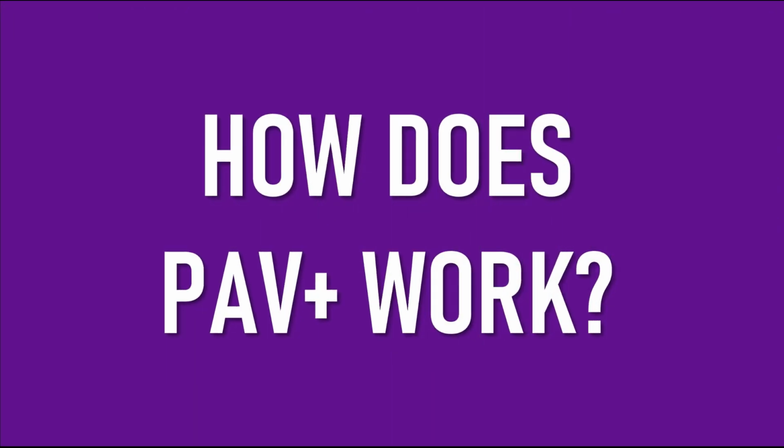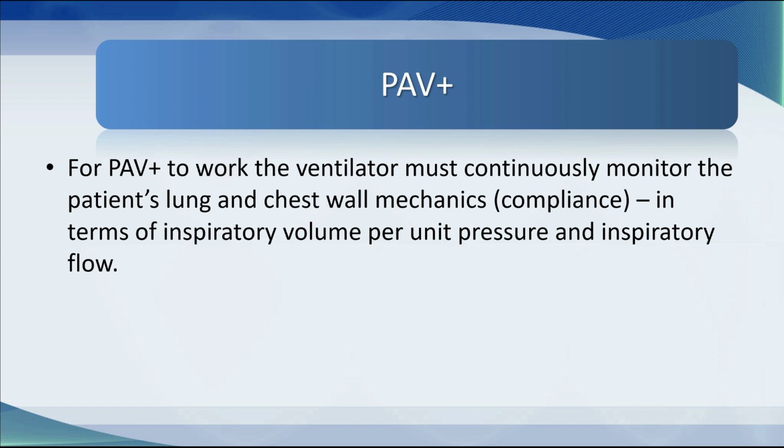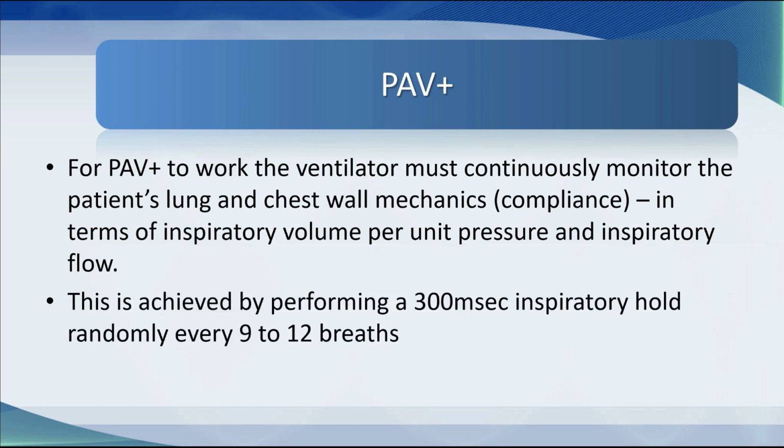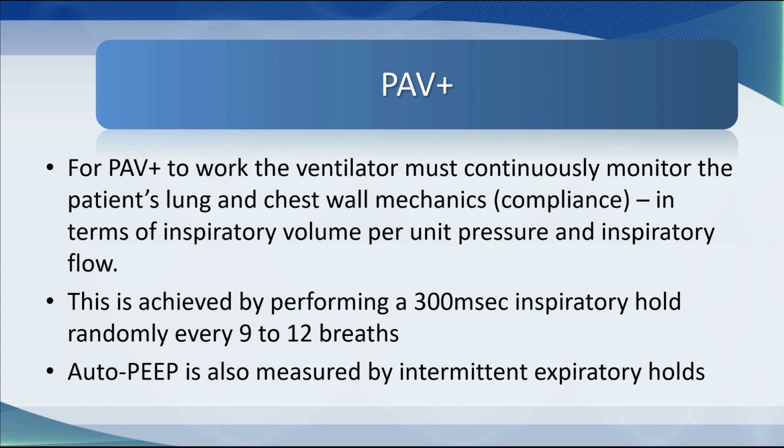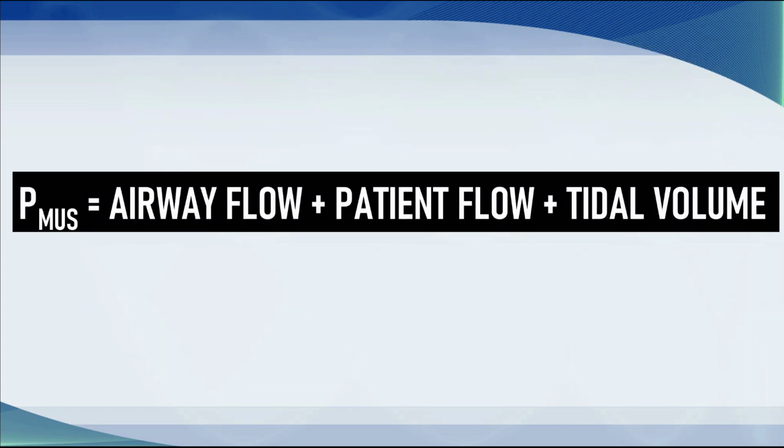How does PAV Plus work? For PAV Plus to work, the ventilator must continuously monitor the patient's lung and chest wall mechanics. That's the compliance and the resistance, in terms of inspiratory volume per unit pressure and inspiratory flow. This is achieved by performing a 300 millisecond inspiratory hold randomly every 9 to 12 breaths. It's not done at a specific time interval so the patient doesn't get used to it. Auto PEEP is also measured by intermittent expiratory holds.